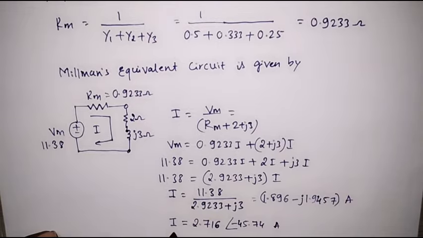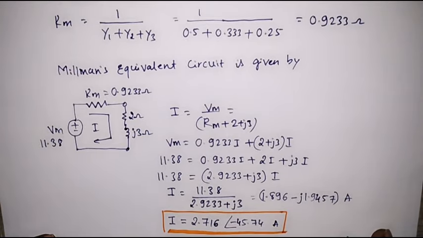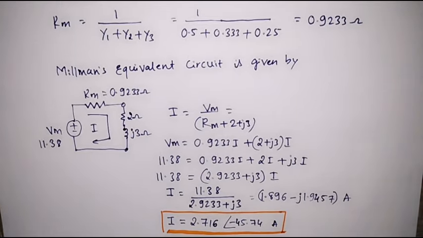So this is the current which flows through the 2 plus J3 ohm resistor. Thank you.